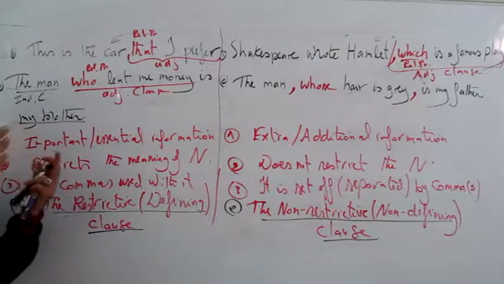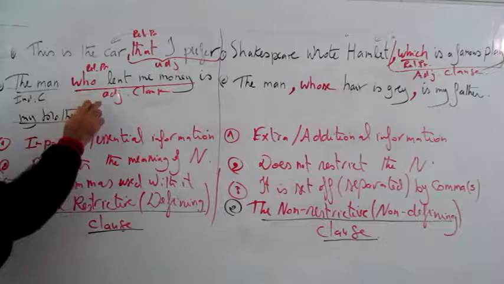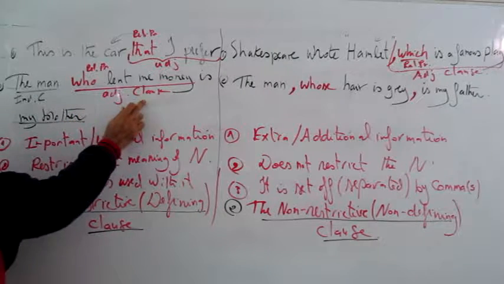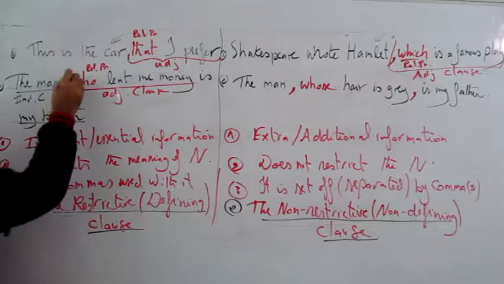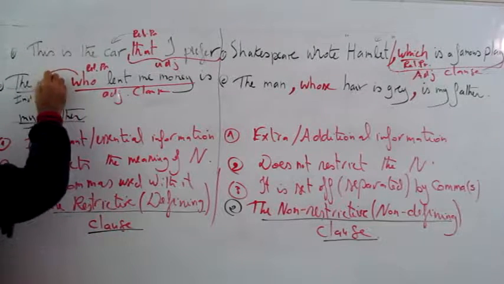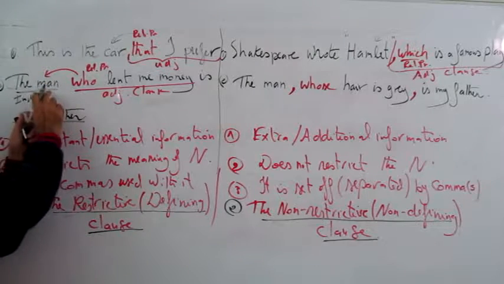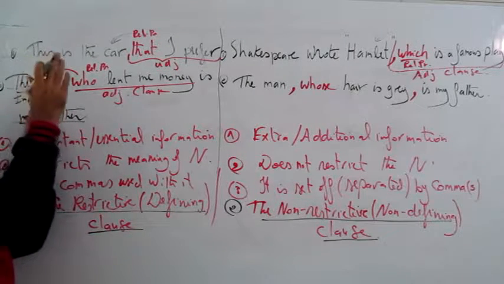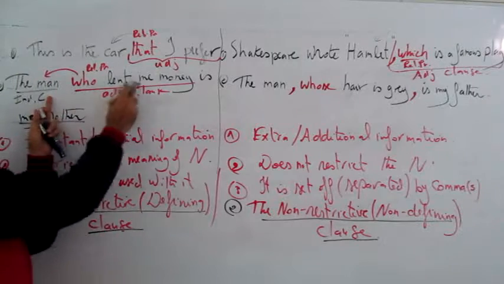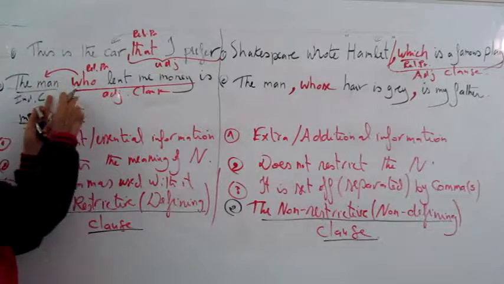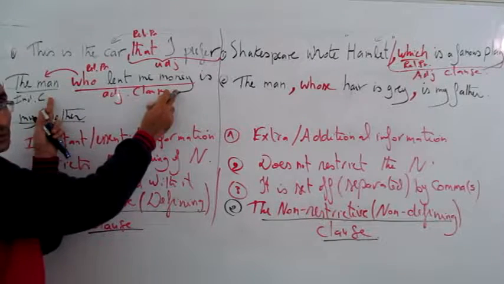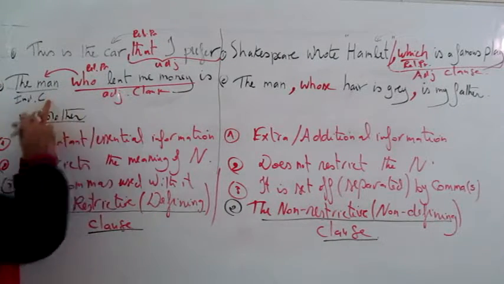So here I must specify. This adjective clause comes in the middle of a sentence. Why? To specify and to restrict the meaning of the word the man. Not any man, but only the one who lends me money is my brother. Not any man is my brother, but only the one who lends me money. Clear? Who lends me money.